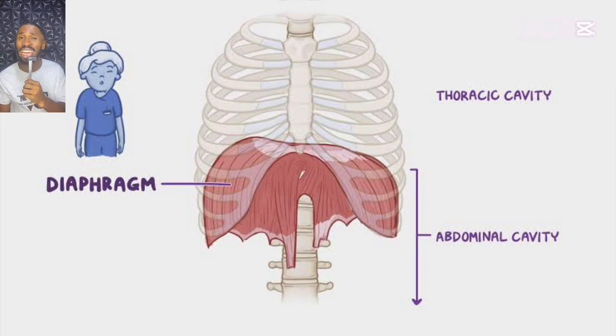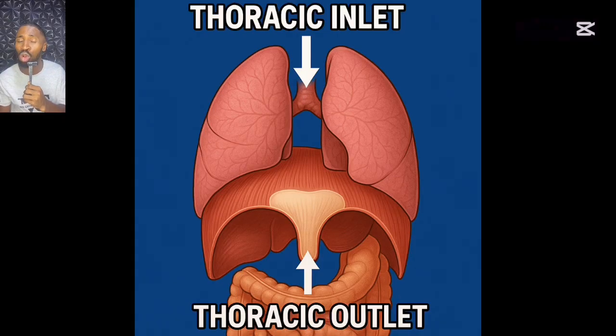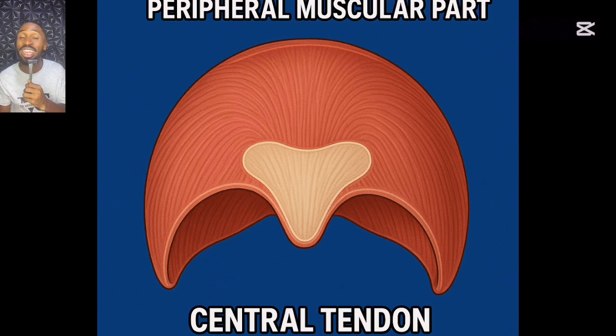Now, you should understand that it closes the thoracic outlet, and it is a primary muscle for respiration. That means it contains two parts. One, a peripheral muscular part, and two, a central fibrous part called the central tendon.